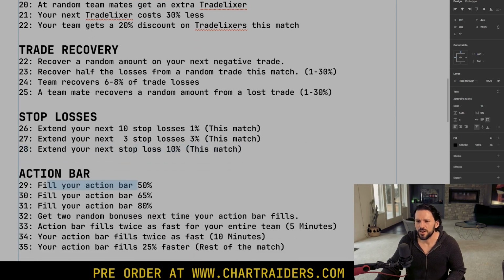Action bar bonus, fill your action bar 50%. Well, this one's obviously terrible because you have to fill your action bar 100% to get half of an action bar.